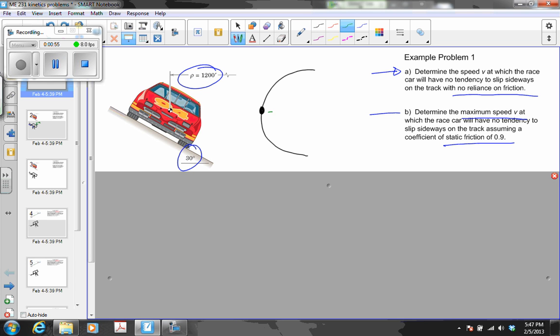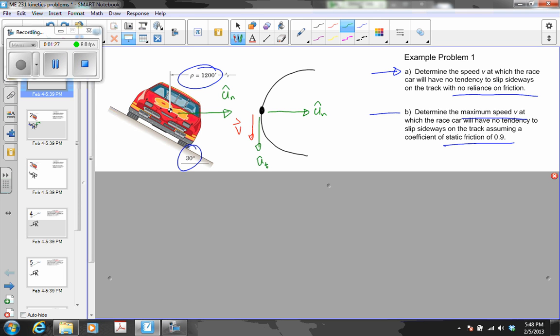So where's our coordinate system? As always, the normal direction is pointed towards the center of curvature, and then the tangent direction is tangent to the path. We'll assume there's the velocity vector if he's at that point in the curve. So over to the car, where's the coordinate system? The normal direction would be pointing this way towards the center of curvature.